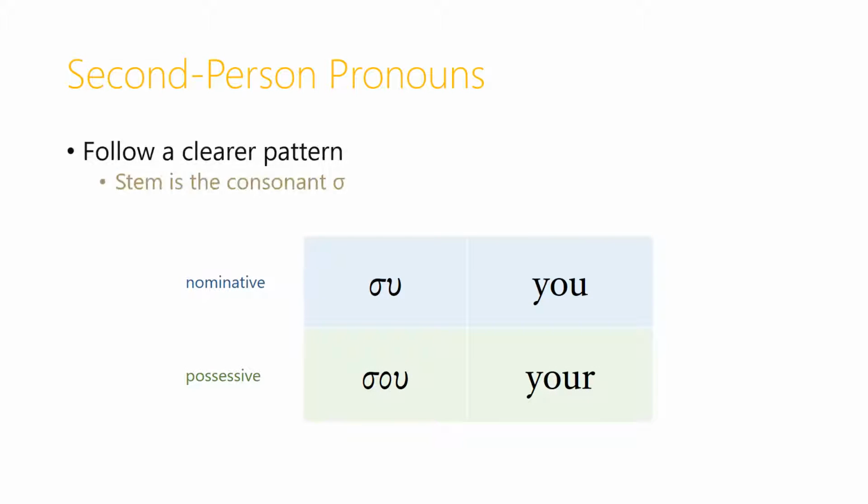The second person pronouns follow a clearer pattern. Here the stem is the consonant sigma, and we have su in the nominative, but then do you notice in the possessive we have an ending omicron upsilon, and we're going to see that ending coming up in other possessive kinds of forms in the next badge set.